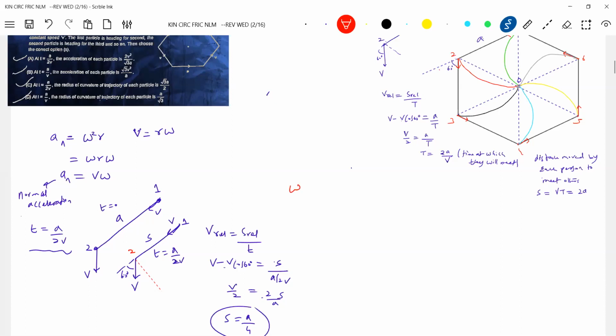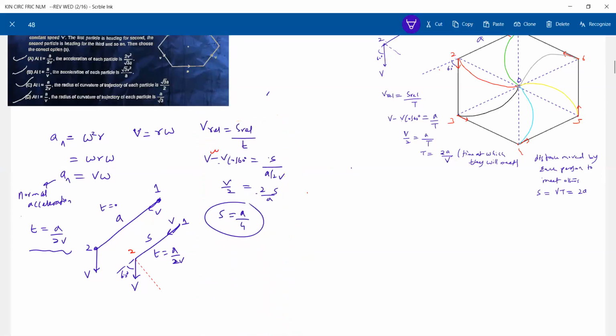So therefore now omega relative. I'll show for one time. Remaining you can work out very easily. Okay, now omega relative should be equal to V relative by S relative. So what is V relative? Perpendicular component. So V sine 60. What is the velocity of 1? Will be along the line joining 1 and 2. Velocity of 2, its component normal to the line joining 1 and 2 is V sine 60. So what is this? This is A by 4.